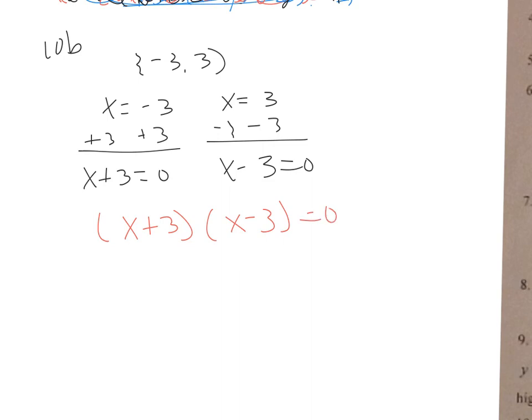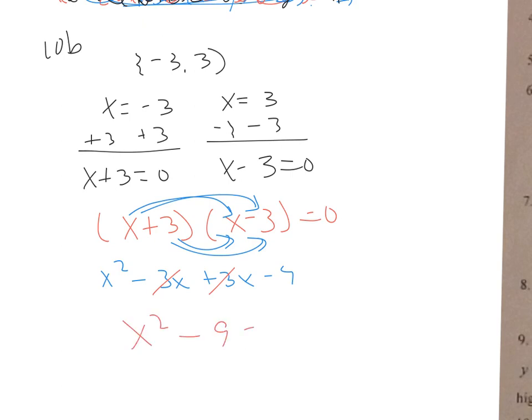Now I'm going to double distribute. X times x is x squared. X times -3 is -3x. 3 times x is 3x, and -3 times 3 is -9. So clean it up here in the middle. They cancel out. That always happens when we multiply conjugates. So I don't know if you guys noticed that they're conjugates. So I get x squared minus 9 is equal to 0. Remember to represent it as a function. F of x is equal to x squared minus 9.